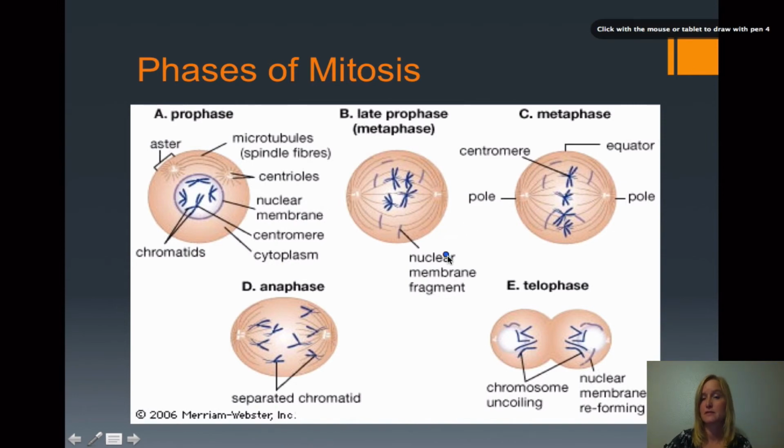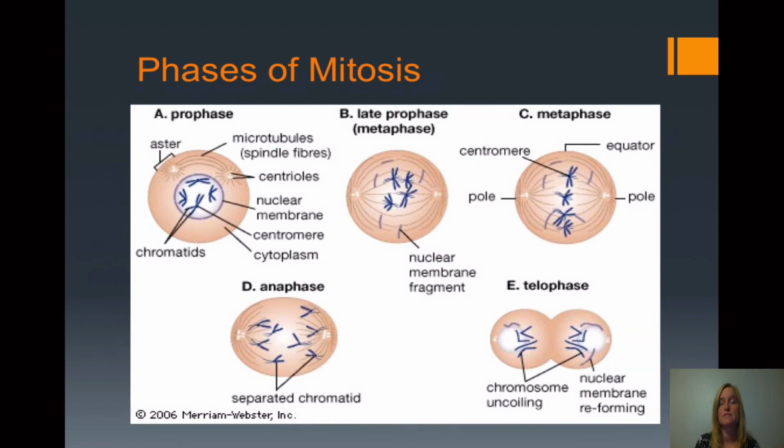And then the final phase of mitosis is telophase. And in telophase, what we see is that those chromosomes start to uncoil, so they're not condensed anymore, and the nuclear membrane reforms around those chromosomes. And so we start to see this division of the cell, and then each one of these is going to have a nucleus. But the end result of mitosis is 2 copies of the cell, and those copies are genetically identical.